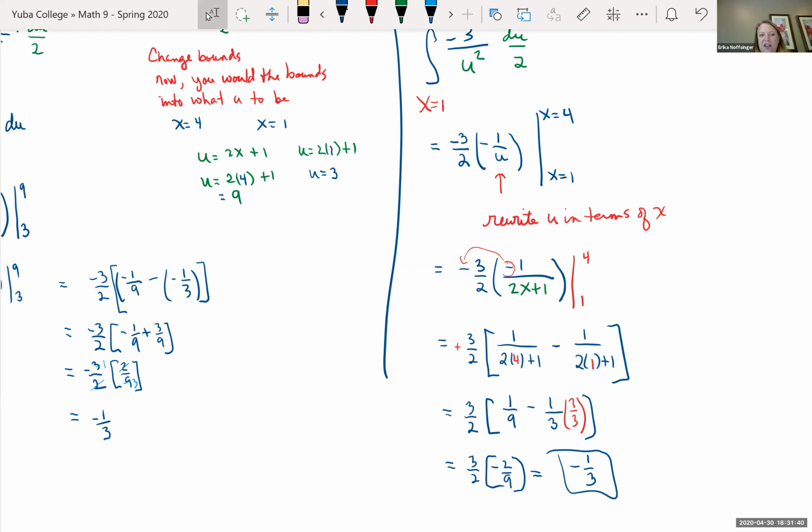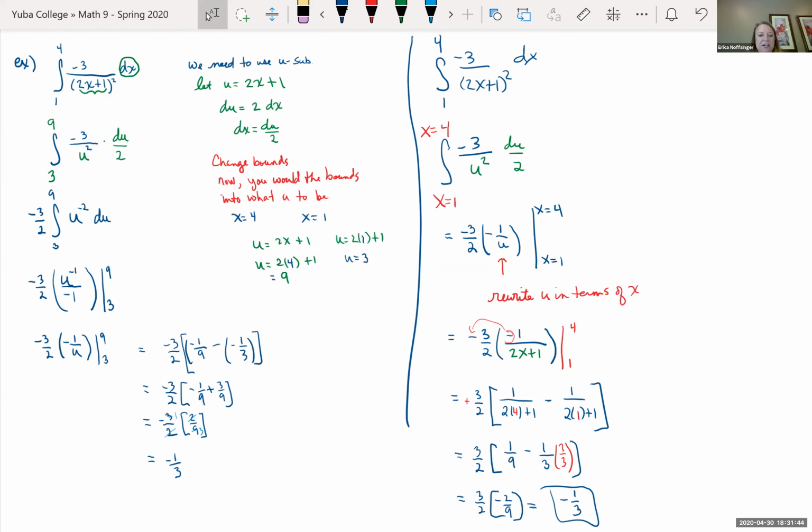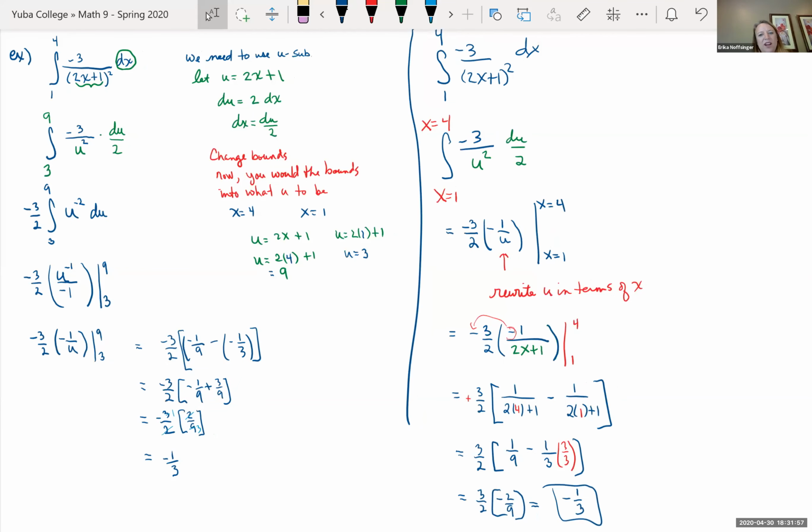So either way, you get the same result. One, you change the bounds right away, and then you don't have to worry about changing u back in terms of x, or two, you wait, do the integration, replace u in terms of x, and then you can use the original bounds. So whichever one you feel is easier. The problem with the second way is if you forget to change u back in terms of x, it's wrong.